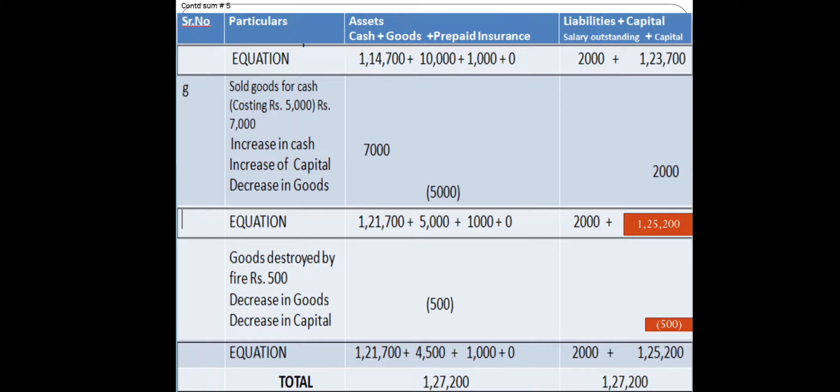Now when you are carry forwarding the equation, we have to set it up in this particular manner. You can see I am repeating the same thing again over here so that I can give a very easy idea about what carry forward is. And then, sold goods costing 5,000 for rupees 7,000. So here there are three effects. In all there are three effects, but you will see the net effect will always be equivalent on both sides. So when I am selling the goods, my cash decreases. When I am selling the goods, my goods decrease.